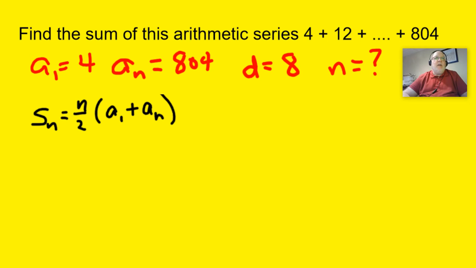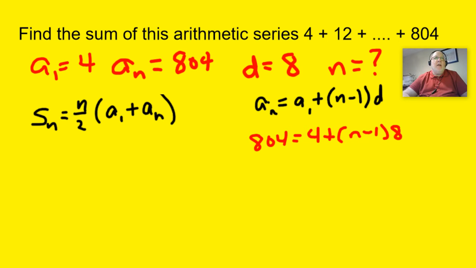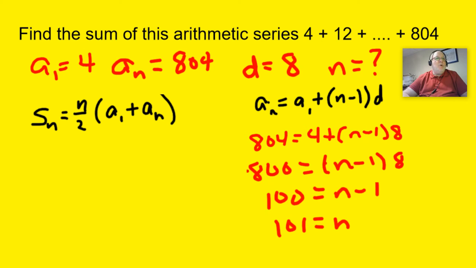So if we take a look at our term formula, a sub n equals a sub 1 plus n minus 1 times d, we see that we know 3 of these 4 variables. A sub n is 804, a sub 1 is 4, and d is 8. We plug those in, subtract 4, divide by 8, and add 1. So n is 101. We can now go back and find the sum.